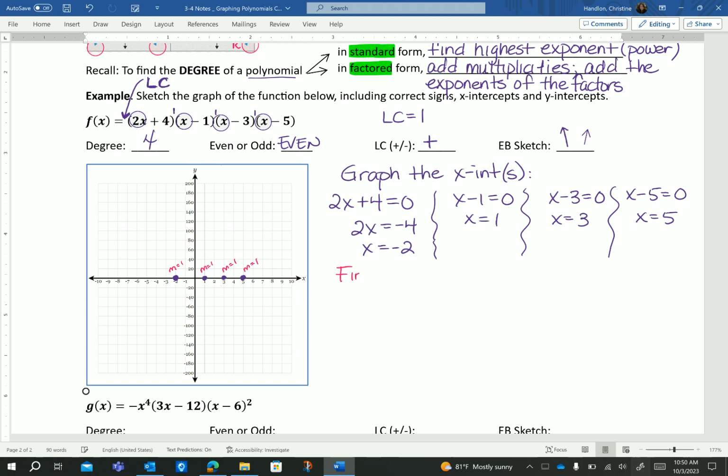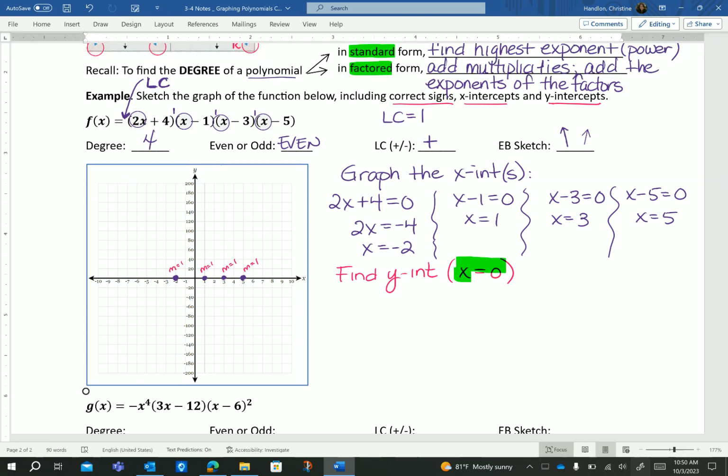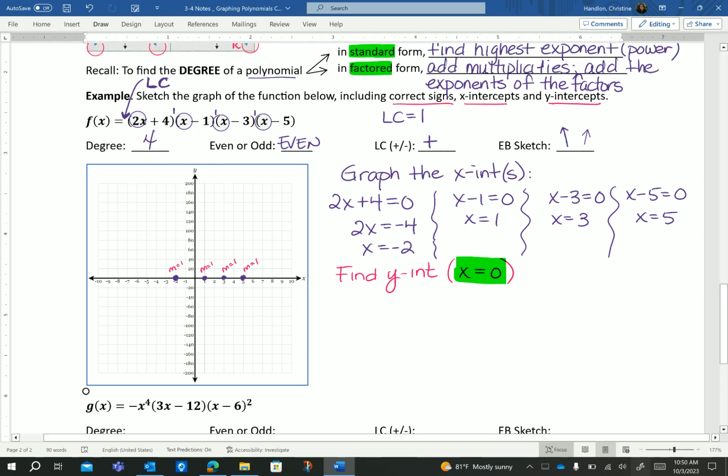Now I need to go find the y-intercept. Because if you look at the instructions, we needed to have the x-intercepts and the y-intercepts and the correct signs as far as the leading coefficient and whatnot. Remember, y-intercept means that x is 0. You have got to remember this, or you will forget how to find the y-intercept when it comes to these problems, okay? So y-intercept means you need to let x be 0.